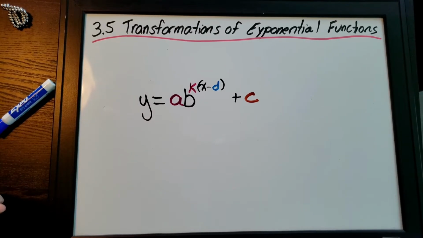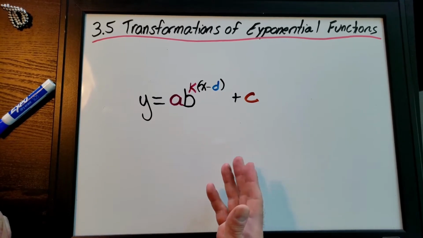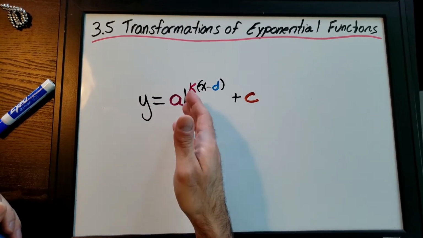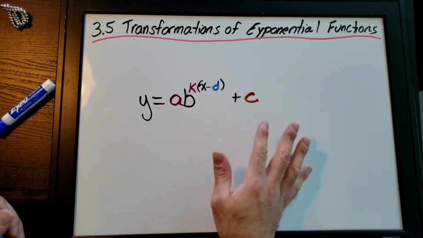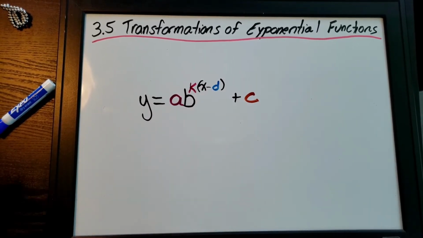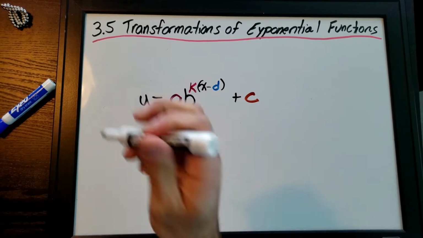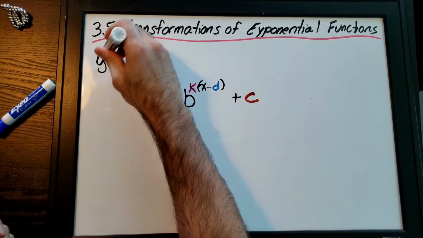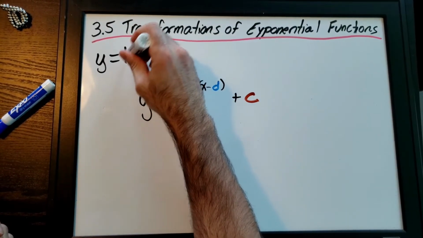3.5 is transformations of exponential functions. This is all stuff we've done. We've dealt with the a value, the k value, the d value, the c value. All these things are things we've already done. We just have a new base function, y equals b to the x. So I'm just going to write that here. This is our new parent function, base function, whatever you want to call it.